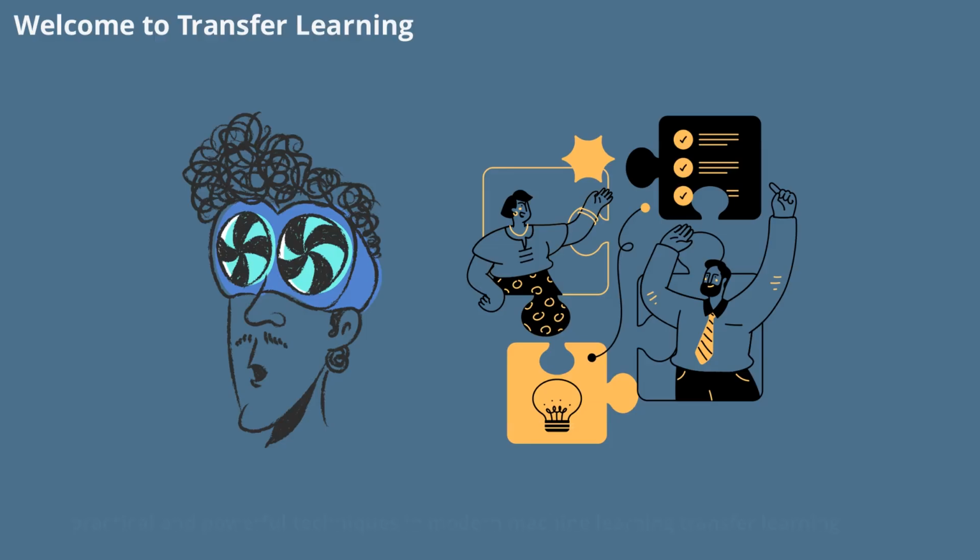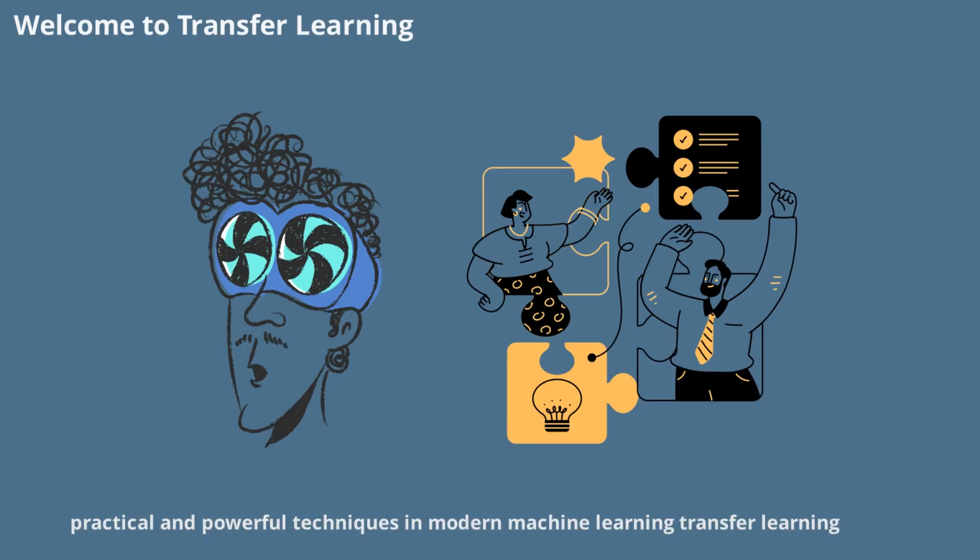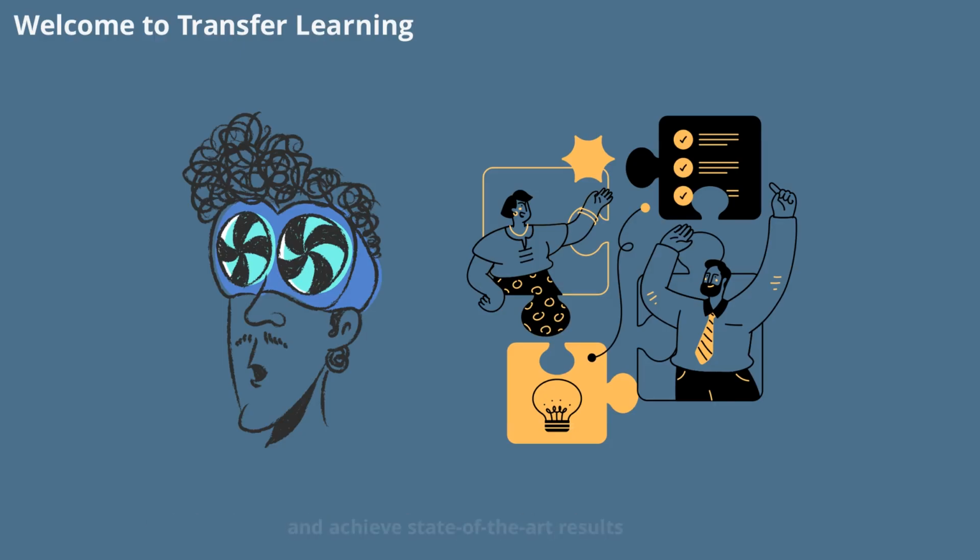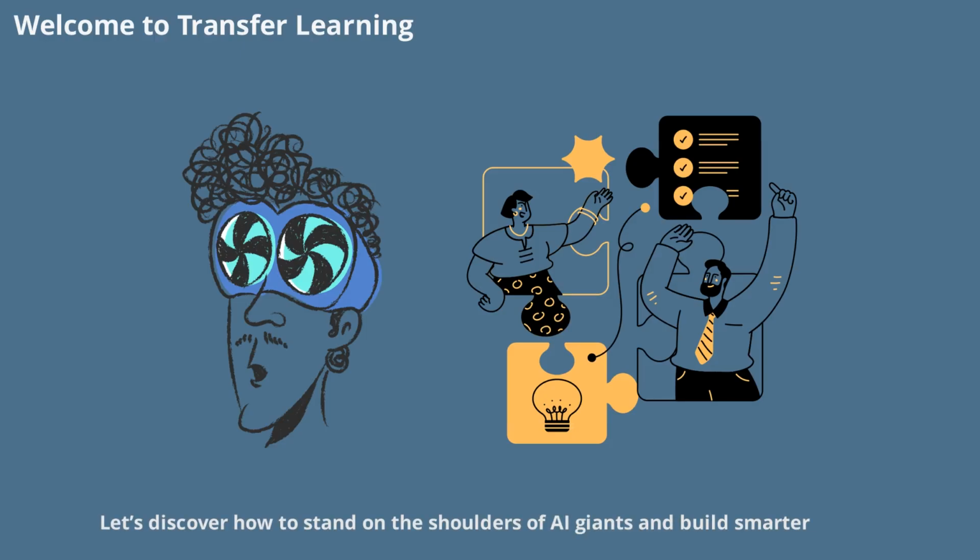Today, we're diving into one of the most practical and powerful techniques in modern machine learning, transfer learning. Have you ever wondered how AI models can learn new tasks so quickly? Or how you can build powerful models even with limited data? Transfer learning is the secret sauce that makes this possible. In this video, we'll explore how you can leverage existing knowledge to accelerate your AI projects, save resources, and achieve state-of-the-art results. Let's discover how to stand on the shoulders of AI giants and build smarter, faster models together.